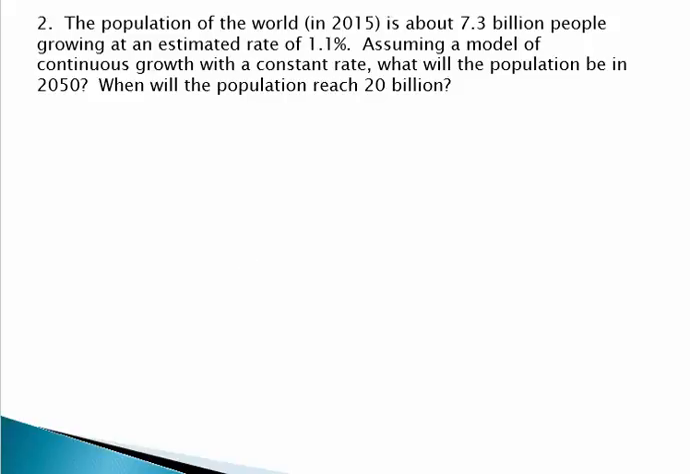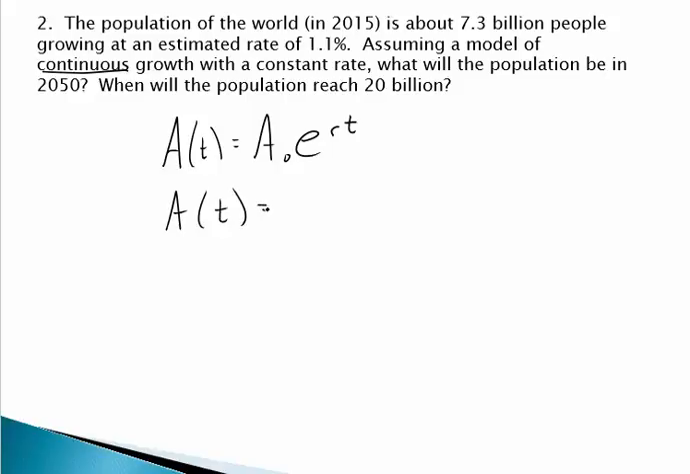Okay, so a lot of words there, but first thing we need to do is understand that this is a continuous growth problem. So we're going to assume it follows the continuous growth model, which looks like this. Okay, so my function then, I'll build my function right now. In 2015, the initial amount is 7.3. The rate is 1.1%, so 0.011. And t is my variable, right?